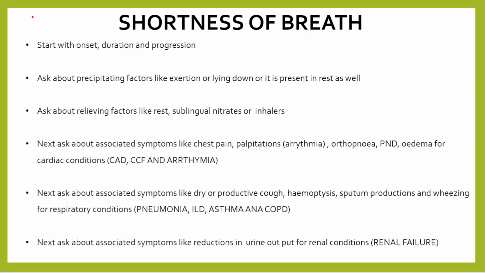Today we will be discussing how to take history from a patient presenting with shortness of breath. So, first, as usual, we will start with the onset. We will ask when the shortness of breath started, then for how long the patient has been having it. Then we will ask about progression, whether the shortness of breath is getting worse or not. We will also ask whether the shortness of breath is continuous or comes in bouts, meaning intermittent.